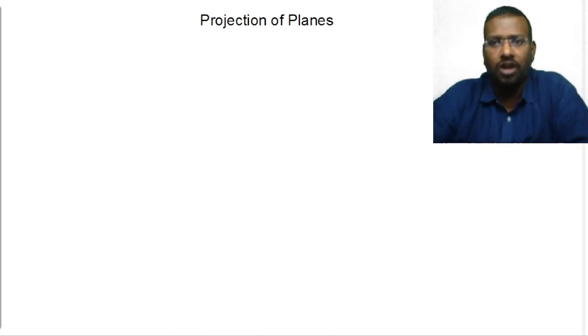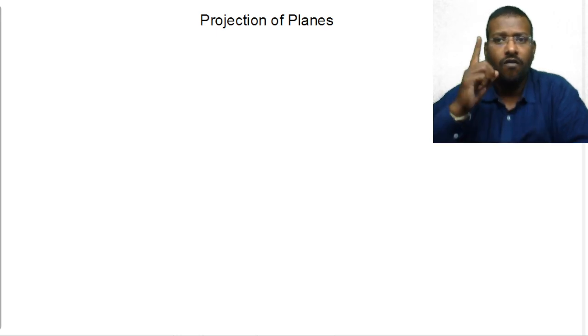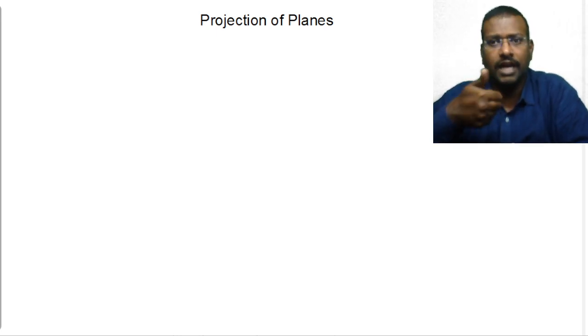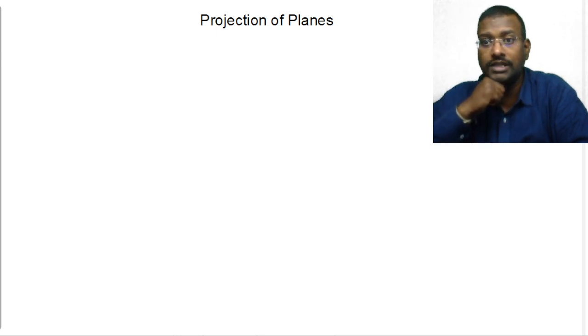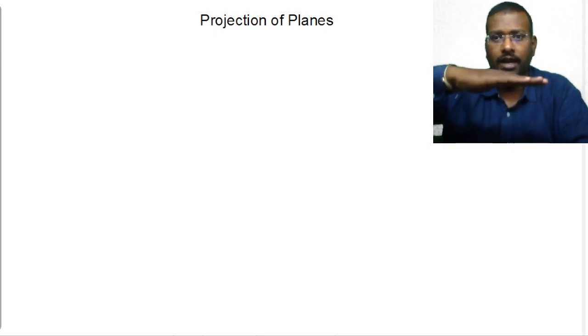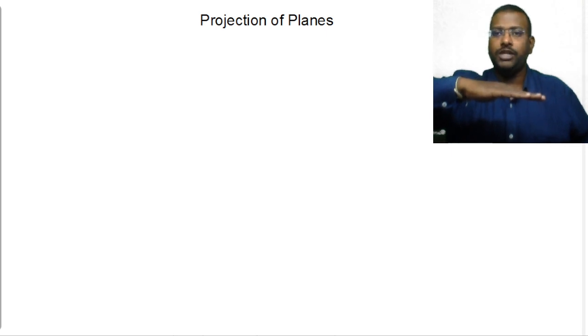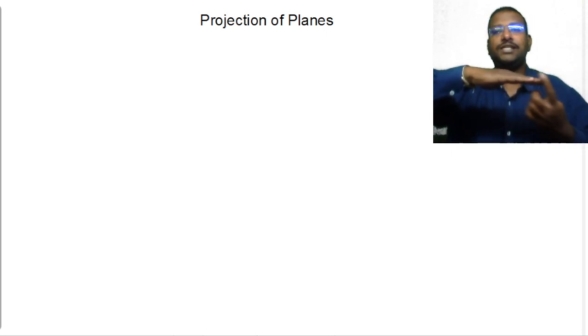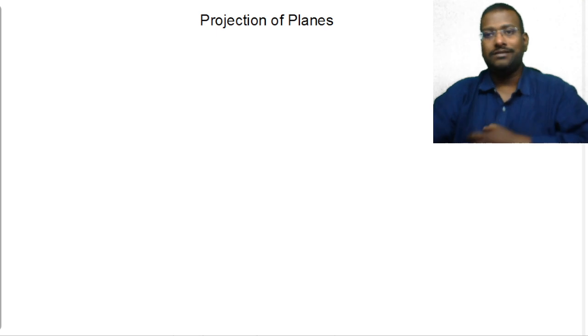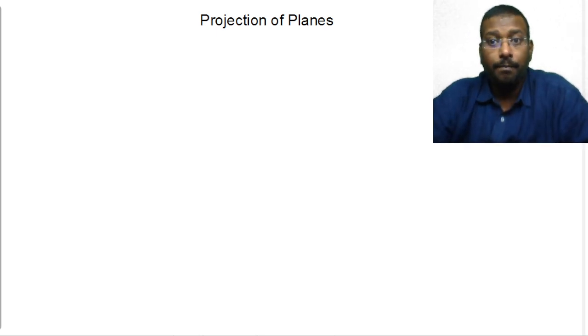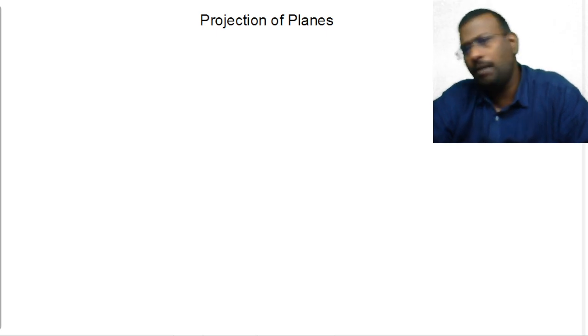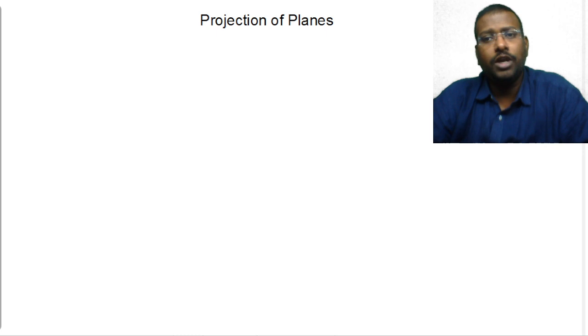Once it is a projection of planes in a simple position, what we have to remember is that one view is a true shape and the other view is a straight line. So once it is parallel to HP, in the top view I am going to get the true shape of the object, and the front view is a straight line. Okay. Once the plane is parallel to VP, pause the video and place your palm, then you will be able to get the clarity.